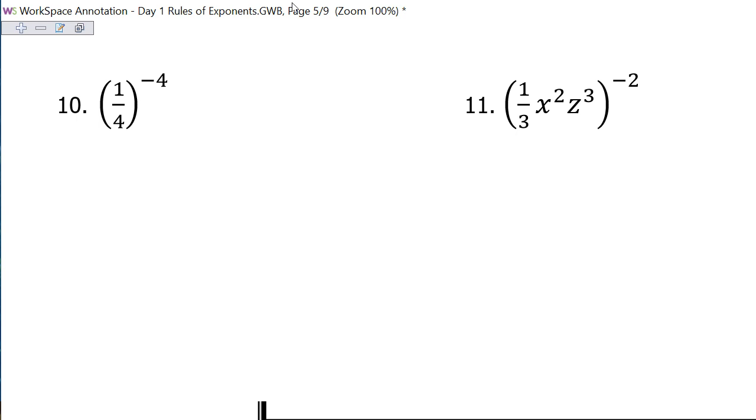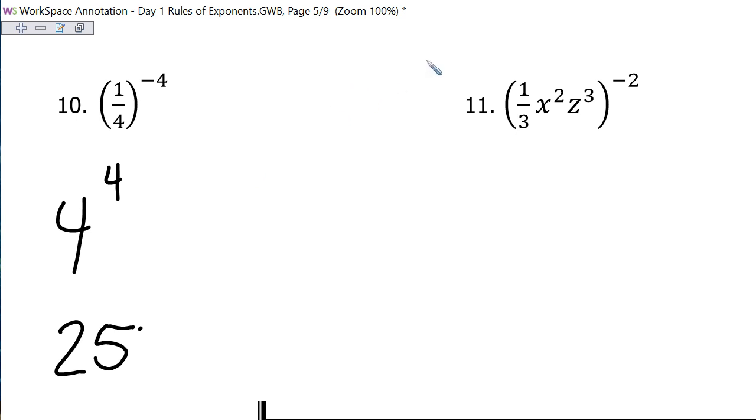Okay, number 10. What do I do about the fraction to a negative power? Flip the fraction. So 1/4, when you flip it, what does that give you? 4. And negative 4 becomes positive 4. So leave your answer like that. What's 4 to the 4th power? 256.